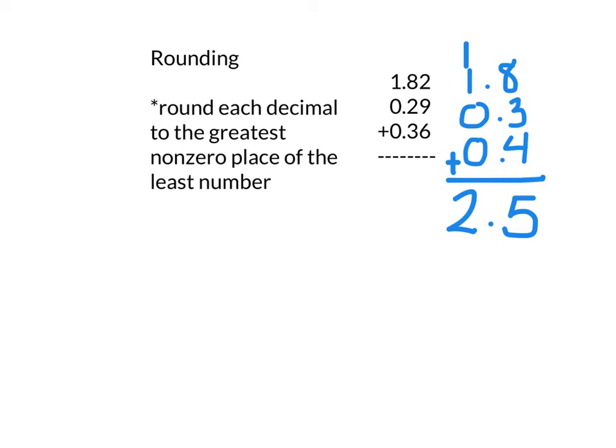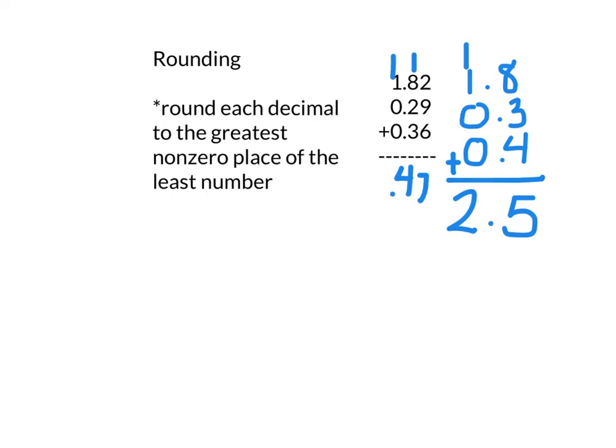Both 2 that we got from front-end estimation and 2.5 are reasonable for the actual sum, which is 2.47. When I add up 9 plus 2 plus 6, I get 17, carry the 1. 8 plus 2 is 10, plus 3 is 13, plus 1 is 14. 1 plus 1 is 2.